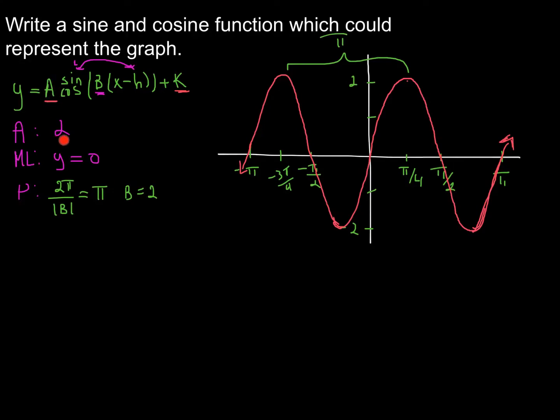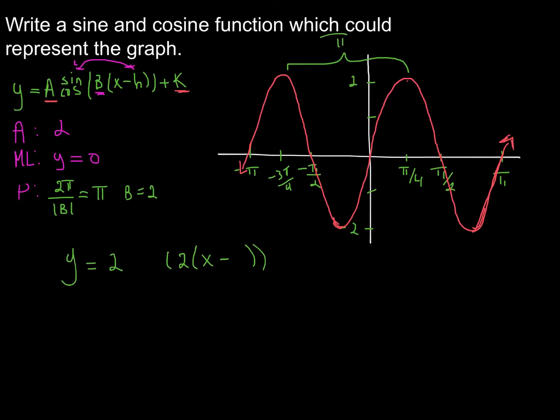I know what the amplitude is, I know what the midline is, and I know that the value of b here is 2, since the period is going to be just pi. And so I'm going to write two functions, and they're all going to have an amplitude of 2, and I have a b value of 2, and they have no midline. The midline is 0, so k value is also 0.